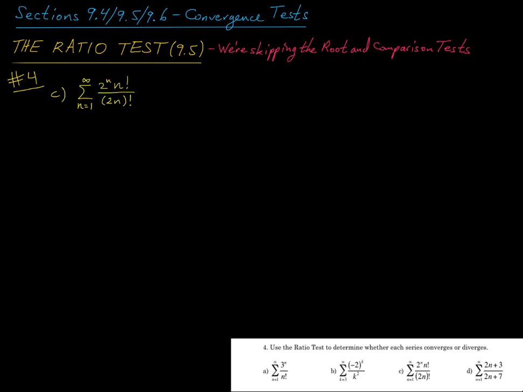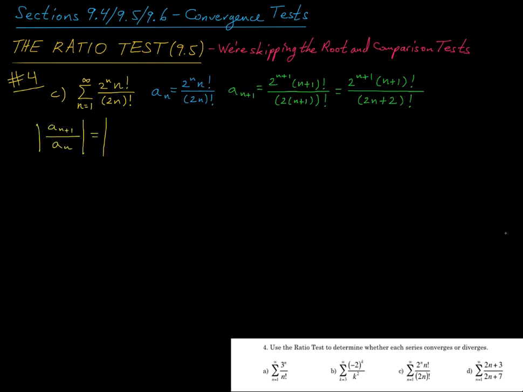Okay, so for C, we're looking at the sum of 2 to the n times n factorial all over 2n factorial. So here a sub n is 2 to the n times n factorial over 2n factorial, and so a sub n plus 1 is 2 to the n plus 1 times n plus 1 factorial divided by, and then here I have 2 times the quantity n plus 1, and then here we have this factorial.